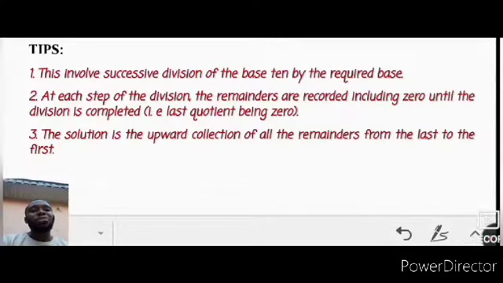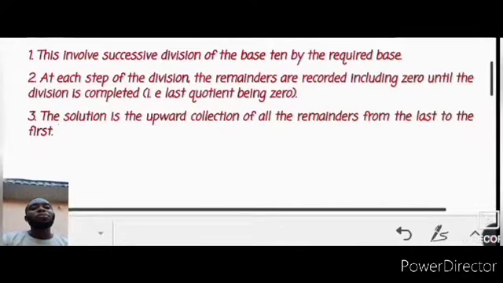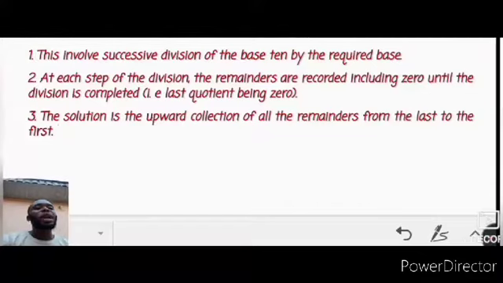As I was saying before, you need to continue dividing base 10 by 2 to a point that it is indivisible, that is 0. And this is how you get your solution. The solution is the upward collection of all the remainders from the last to the first. Are you getting it now? Don't worry, we'll solve some problems so you understand what we mean.